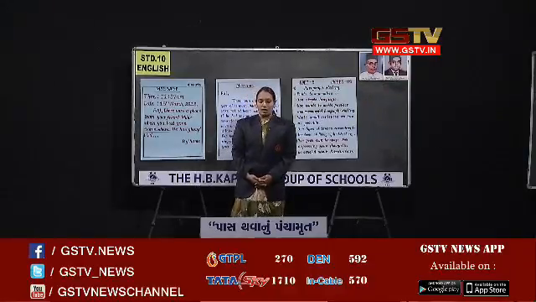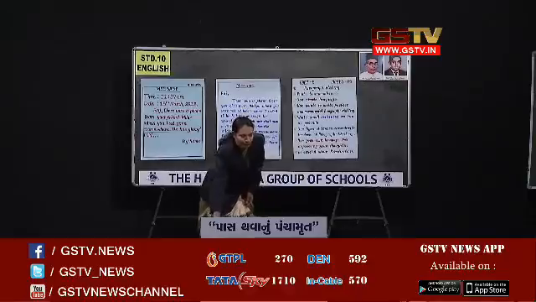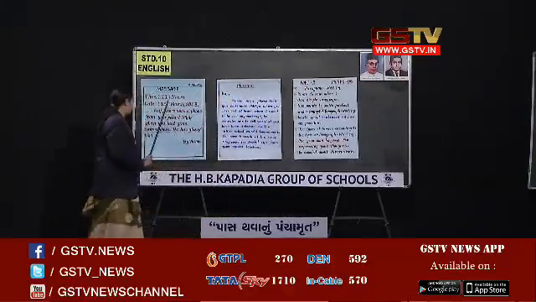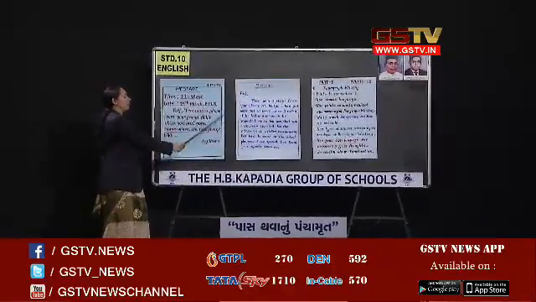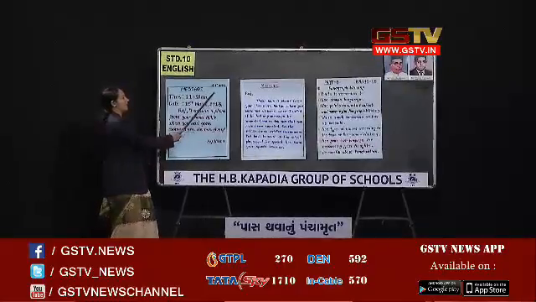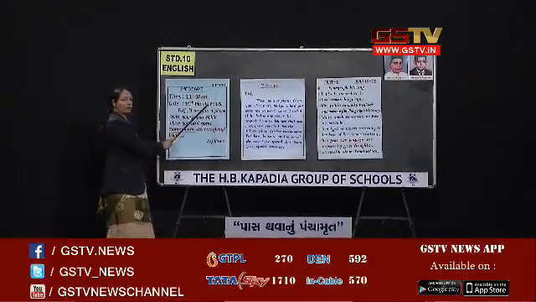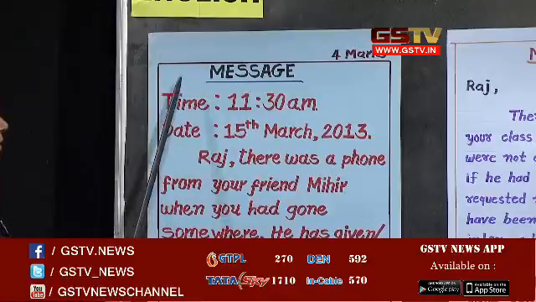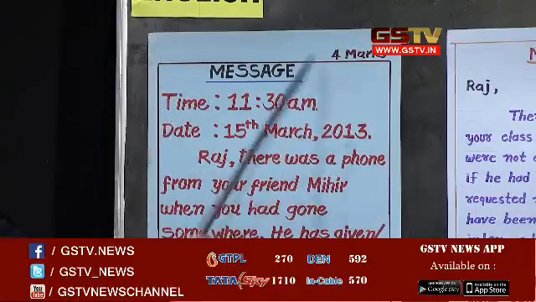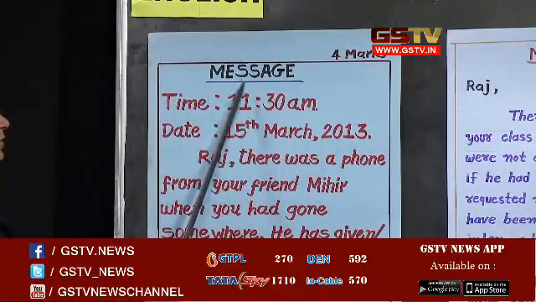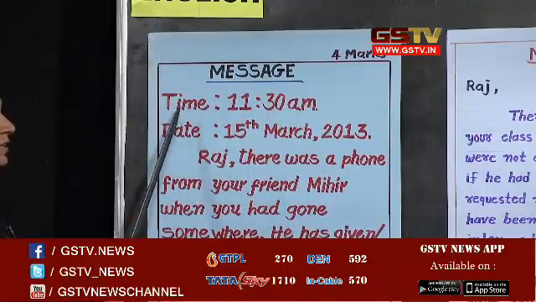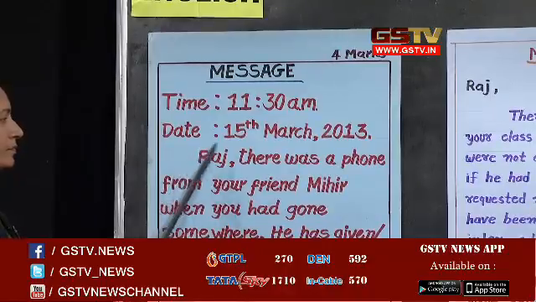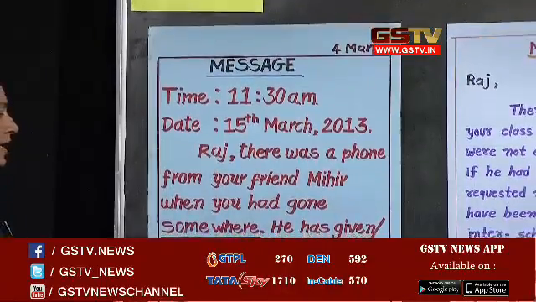So, let us have a look at how to write a message. This is the format of a message. You can see that it comes as 4 marks. And how will you write the message? This is the whole format. First you have to write message, then you have to write time, then you have to write date, and you will start the message like this.